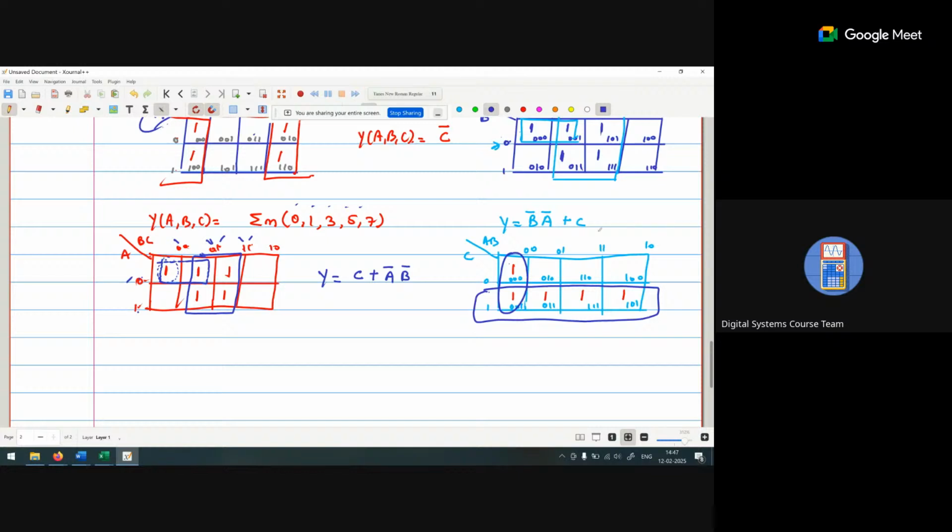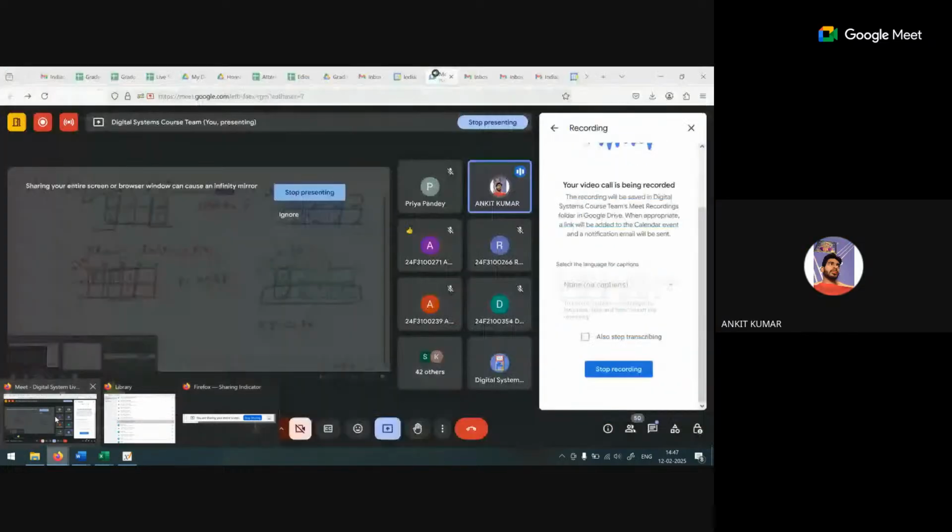For the group of 4 downwards, the equation is: A and B both change for the 4 particular terms. Only C is constant, and the value of C is 1. Plus for this one, A and B are constant. Clear? Any doubts? Yes, sir, clear.